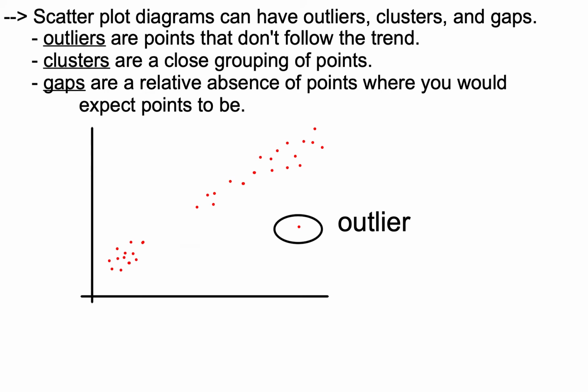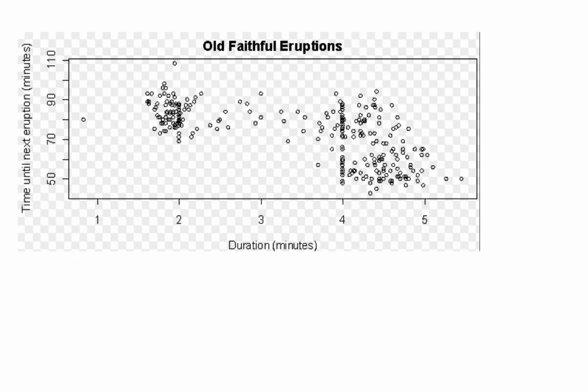So we're going to look at a couple of scatter plots that have gaps and clusters in them. Here you can see a scatter plot showing Old Faithful eruptions. This would be in Yosemite. No, not Yosemite, Yellowstone National Park. And on the x-axis, duration in minutes. That would be how long the geyser is erupting. And then the time until the next eruption. How long you had to wait for the next eruption to happen.